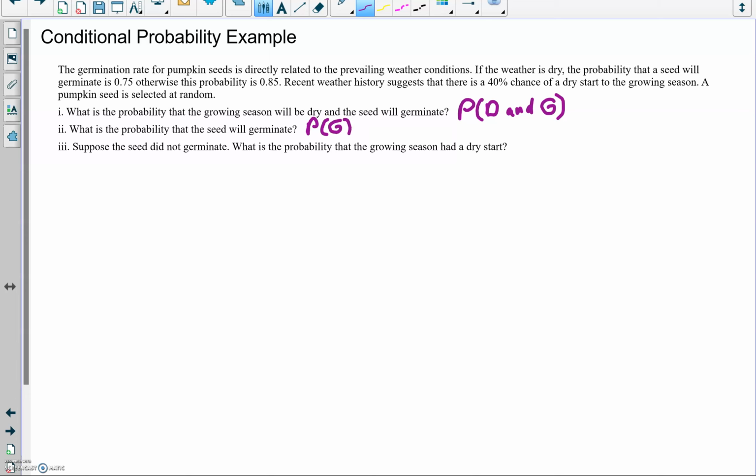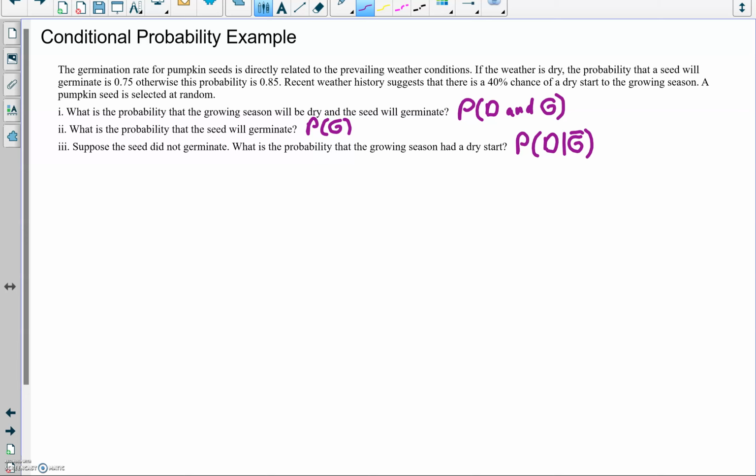And then suppose the seed did not germinate. What is the probability that the growing season had a dry start? They say suppose the seed did not germinate, so that's the condition being given to us. We're really looking for the probability that it was a dry start given that the seed did not germinate. Those are all the things we're going to be looking for. Let's go back through the original problem and start putting together information that we can use to help answer those three questions.